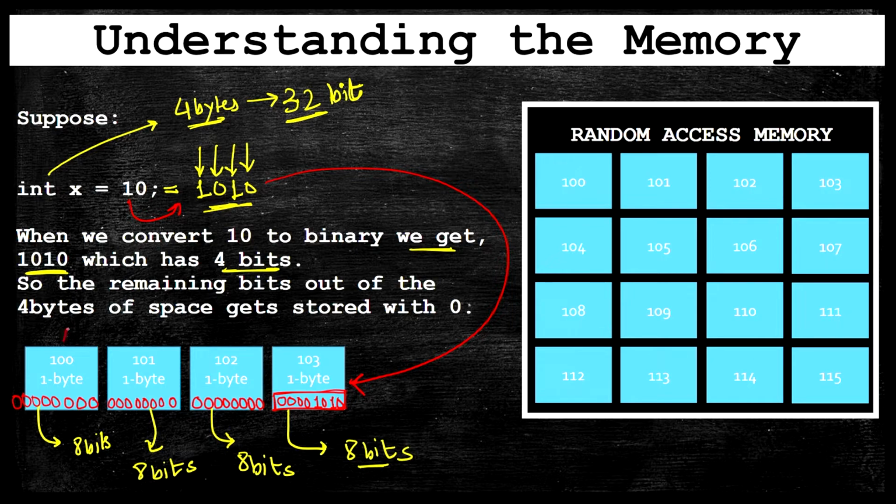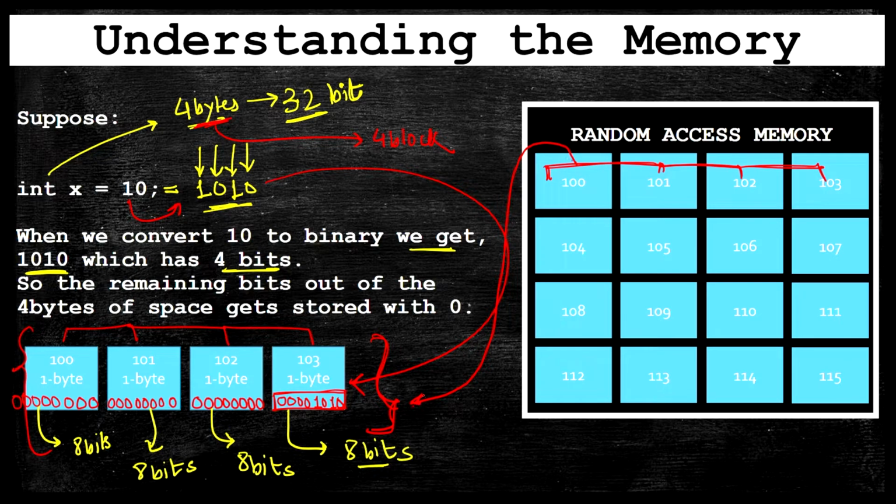Why have I taken 4 bytes or 4 blocks here? Because every block consists of 1 byte, and we know that an integer consists of 4 bytes. So how many blocks will it take? It will take 4 blocks in the memory. So this one, this one, this one, this one. So this thing I did in a clear way over here. This is the data interpretation in the computer memory.